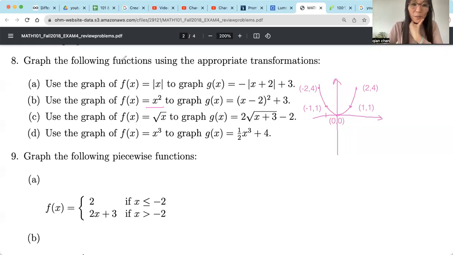Now I see x minus 2. So horizontal shift 2 units to the right. So I'm going to use blue color. Right. So every point being pushed to the right 2 units. (0, 0) now being pushed to the right 2 units. Let's see, 2 is here. 1 is here.